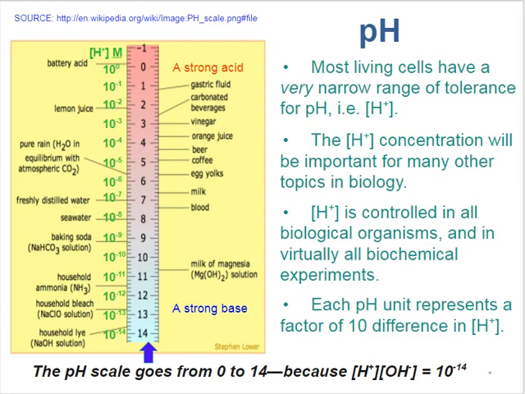So even though these numbers 14 through 0 don't seem that significant, if we change from 7 to 8, well, if you think about it, every factor of 10 difference in the concentration represents 1 pH unit. So for every concentration difference of 2, this represents a change of 0.3 pH units. Therefore, very small numerical differences in pH can have huge effects on biological systems.